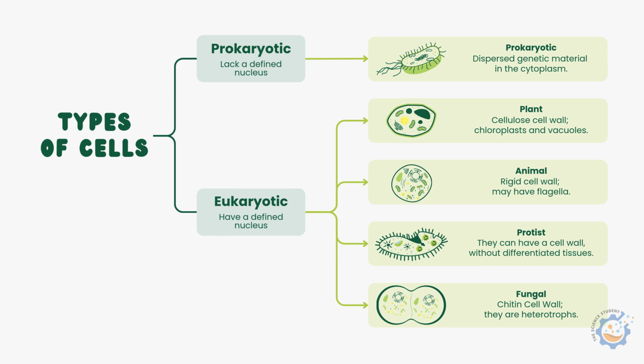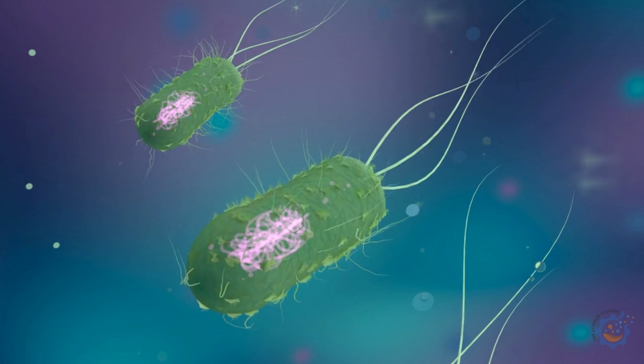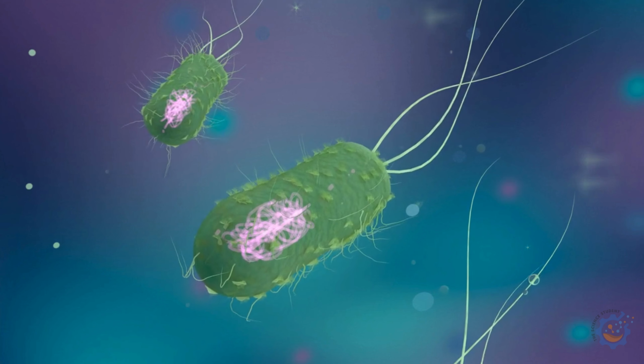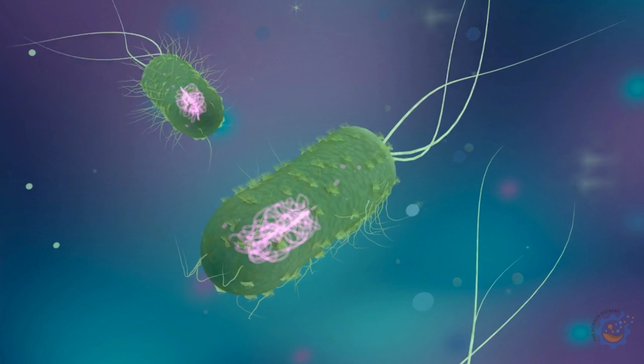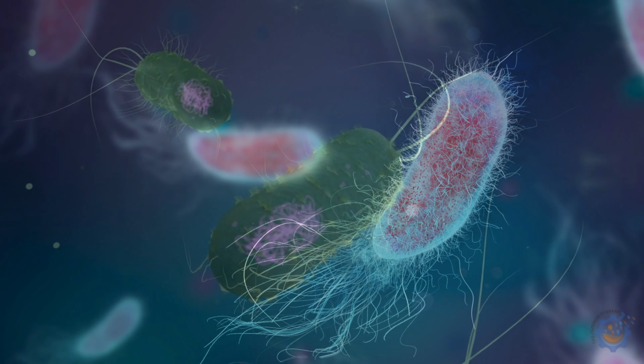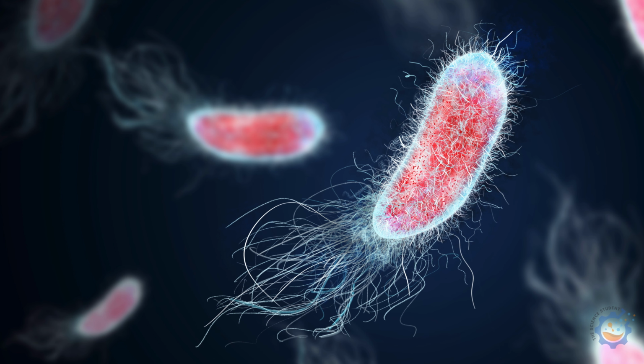This diagram shows us the two main categories of cells, which are prokaryotic and eukaryotic. Think of prokaryotic cells as the simple ones. As you can see in this video, they are smaller and lack a true nucleus. Their genetic material just hangs out in the cytoplasm. In the microbial world, bacteria are a classic example of prokaryotes.